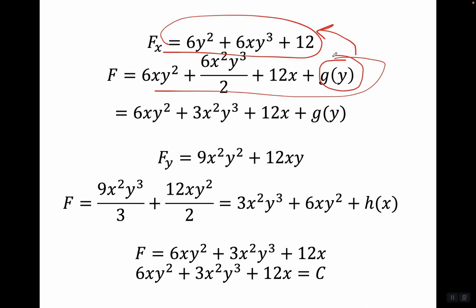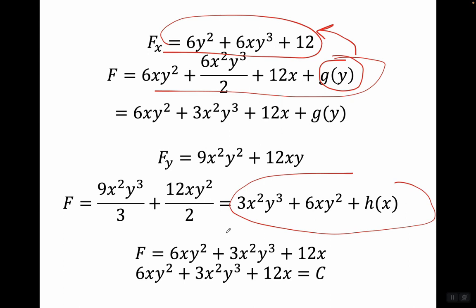f_y, on the other hand, is 9x^2y^2 + 12xy. Integrate with respect to y, and we get 9x^2y^3/3 + 12xy^2/2. In other words, it's 3x^2y^3 + 6xy^2 plus possibly some function of x, because when we differentiate this with respect to y, that function of x is just going to go away.